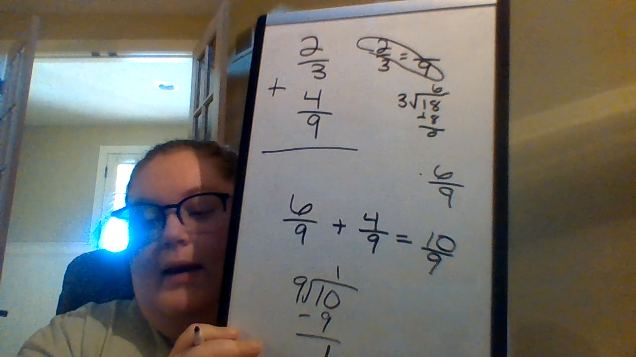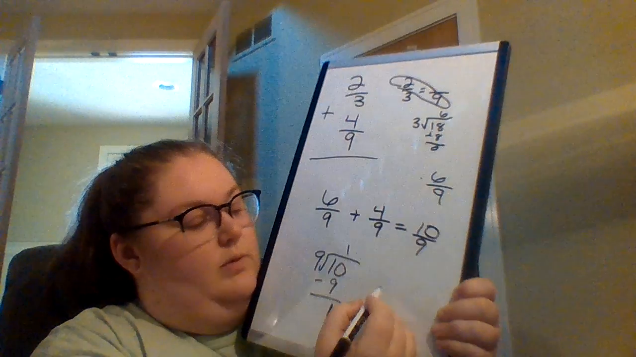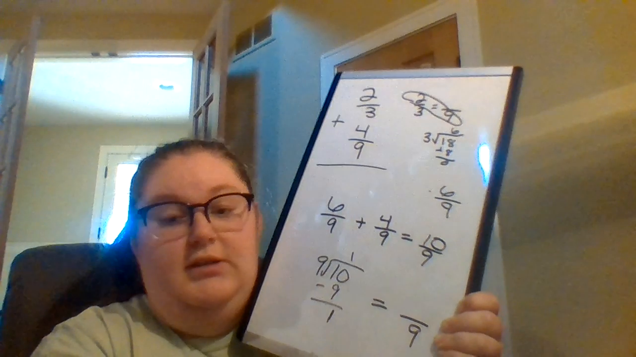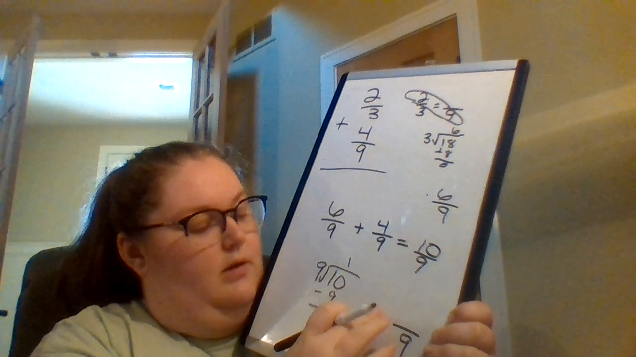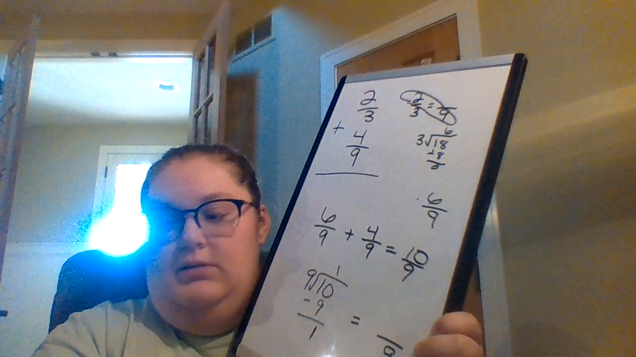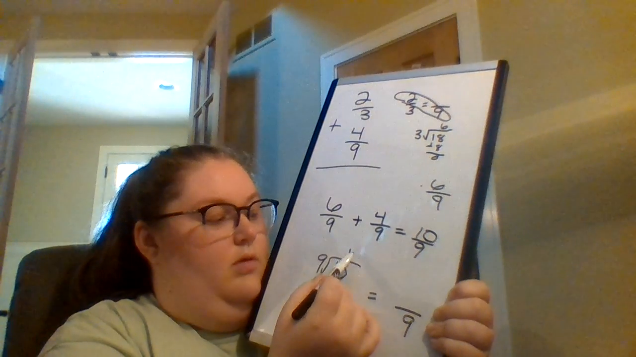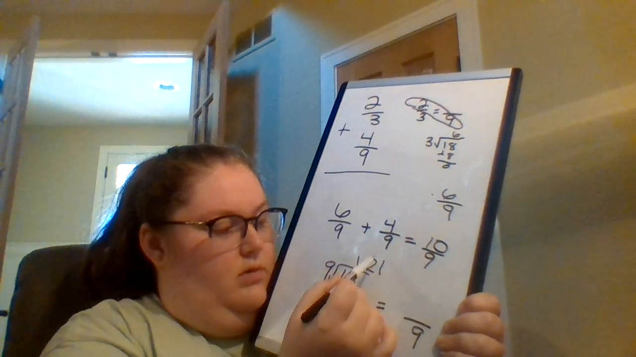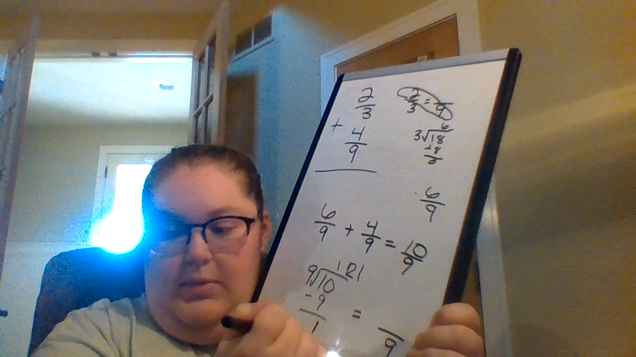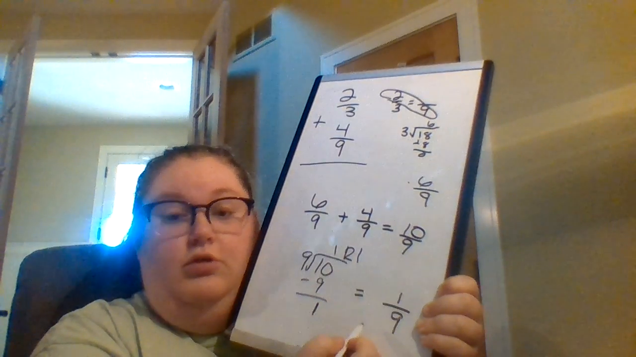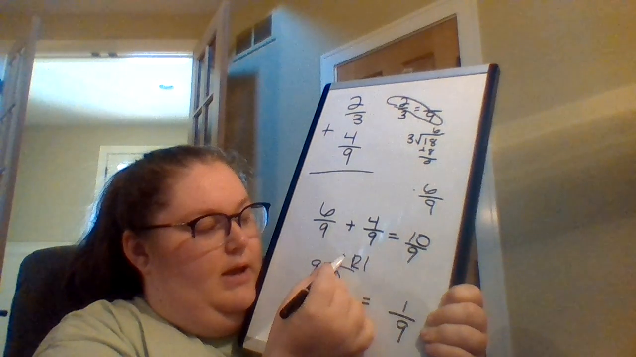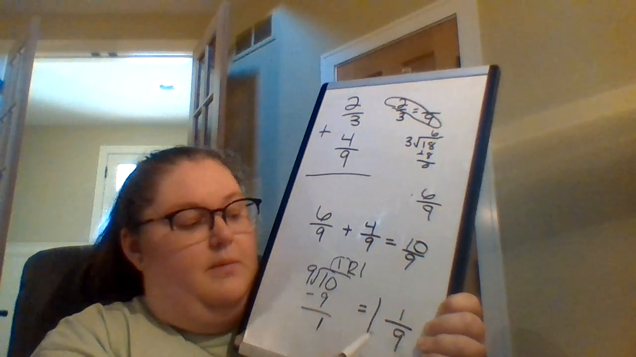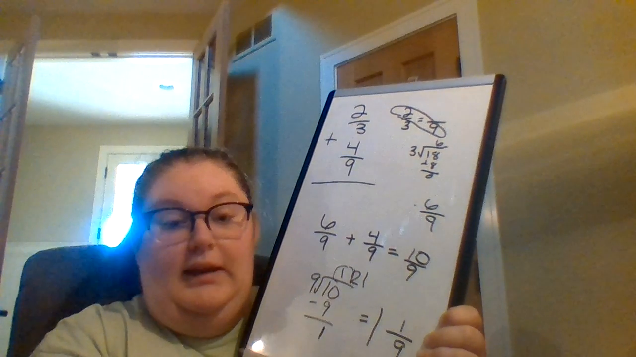So then what am I doing? We know my 9 is my denominator. So what am I going to do with my 1? My remainder becomes my new numerator, and then my 1 up here becomes my whole number. So then my answer would be 1 and 1/9.